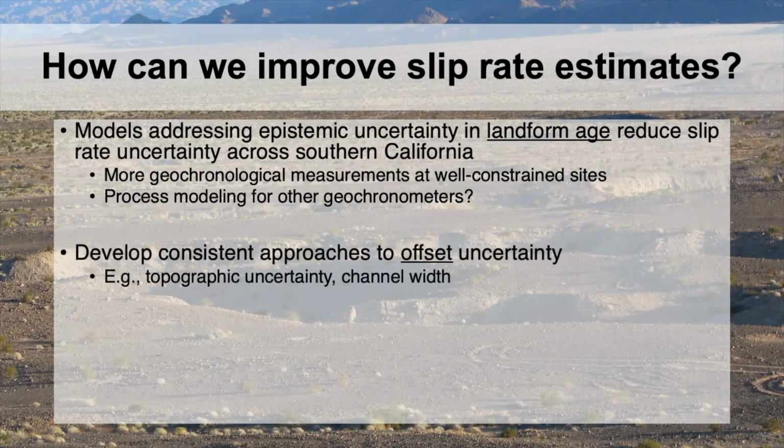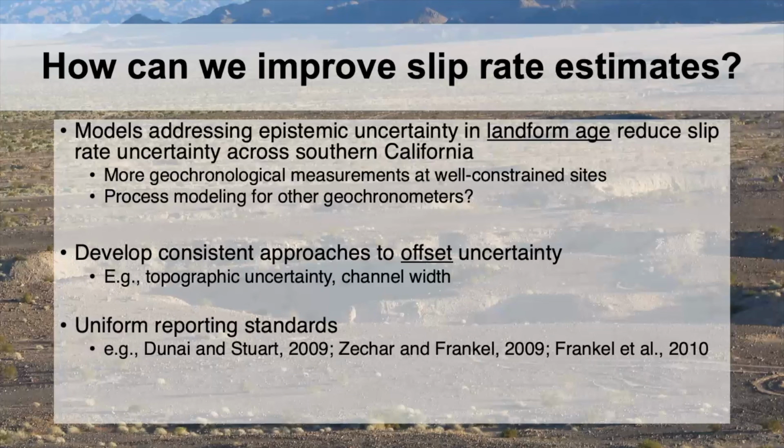Similar approaches to modeling offset uncertainty have not been adopted community-wide. Approaches to assigning offset uncertainty are generally inconsistent. Methods vary from restricting uncertainty to the sub-meter resolution of topographic datasets to more conservative estimates that encompass offset channel width and can be meters in value. Developing standards for measuring offset uncertainty would bring more consistency to our slip rate data.